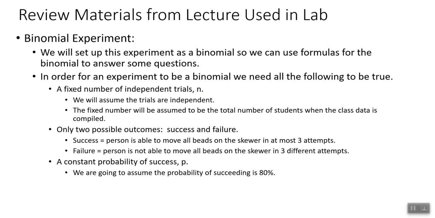The last characteristic of a binomial is you need a constant probability of success. You must know what p is. In this experiment, based on what the lab manual says, we're going to assume the probability of succeeding is 80%. So for our experiment, we have a binomial because we're going to assume the trials are independent. We will have a fixed number of trials based on how many students are in the class. We have 2 possible outcomes. Either the student was able to move the beads in 3 attempts or was not. And we have a constant probability of success, which we're going to let equal 80%.